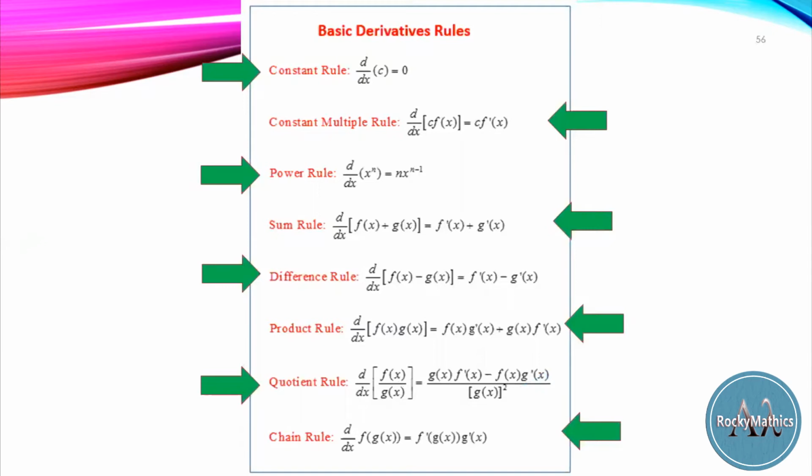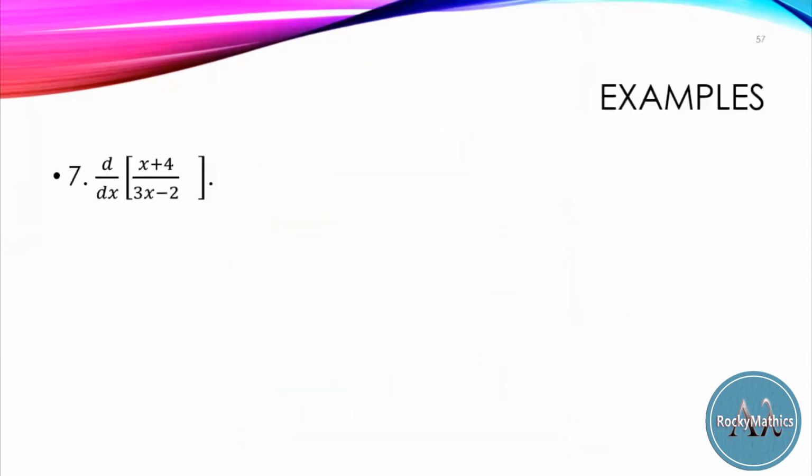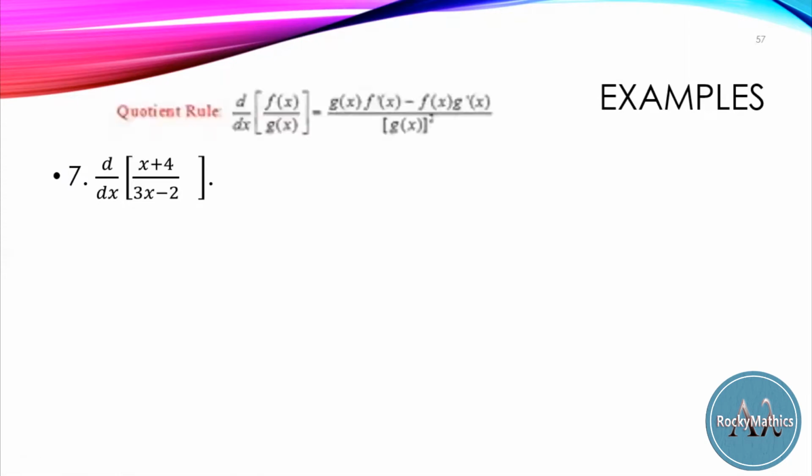And we're now ready to solve this problem. We are asked to find the derivative of the quotient of two expressions, x plus 4 and 3x minus 2. So this means find the derivative of x plus 4 over 3x minus 2. As you can see, this is a quotient of two expressions, so we can now use the quotient rule. Again, the quotient rule is this one, so all we have to do is follow this formula.